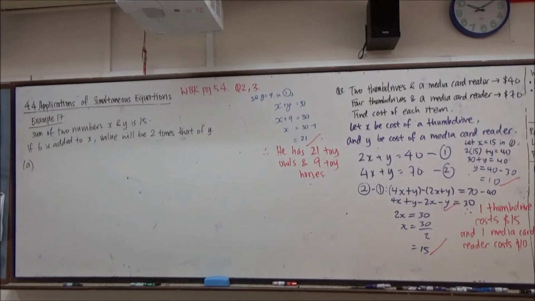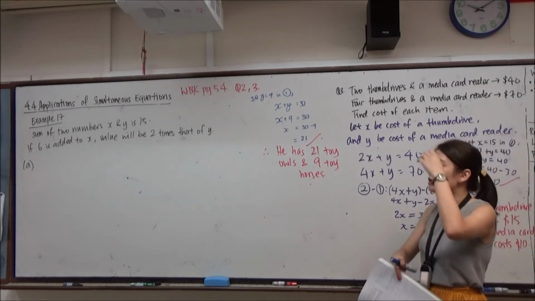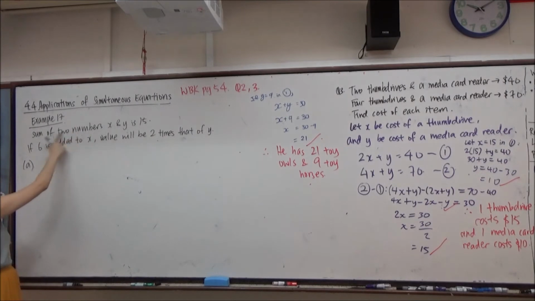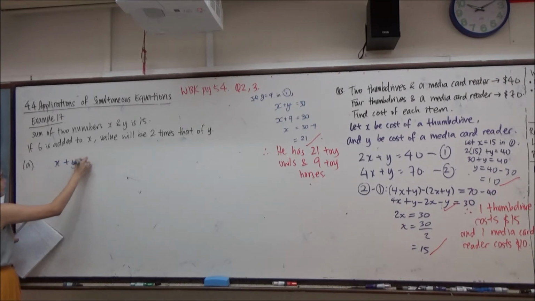It says that there are two numbers x and y. If 6 is added to x, the value will become 2 times that of y. And in the first statement, the sum of two numbers x and y is 15. From the very first statement, what is the equation that we can get? Sum of two numbers x and y gives us 15. Yes, x plus y equals 15.